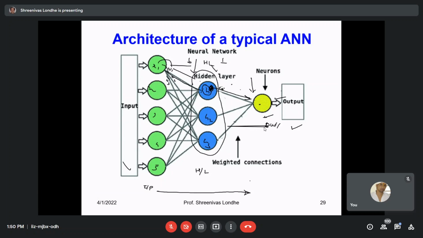As here, 5 neurons in the input layer are there, 3 neurons in the hidden layer are there, and 1 neuron is there in the output layer. This is known as the 5 is to 3 is to 1 architecture of an artificial neural network. So this neural network can be expressed with this particular architecture, 5 is to 3 is to 1.